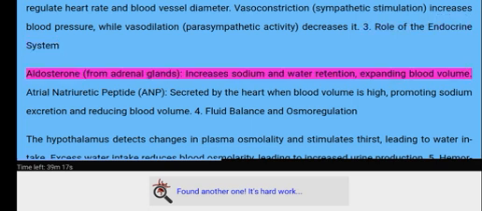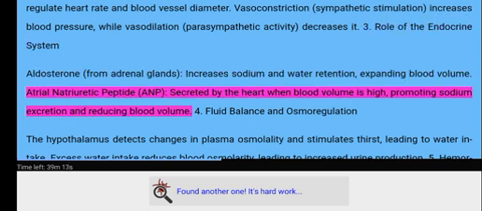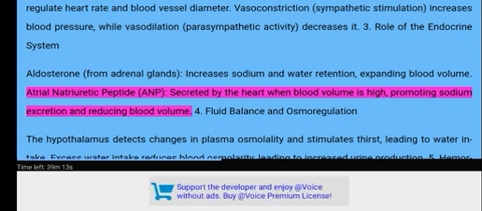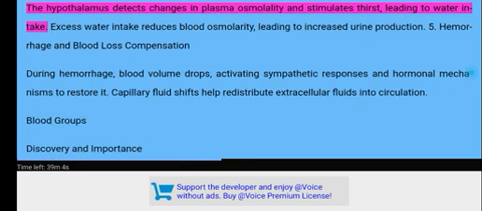Aldosterone from adrenal glands increases sodium and water retention, expanding blood volume. Atrial natriuretic peptide, ANP, secreted by the heart when blood volume is high, promotes sodium excretion and reduces blood volume. 4. Fluid balance and osmoregulation.